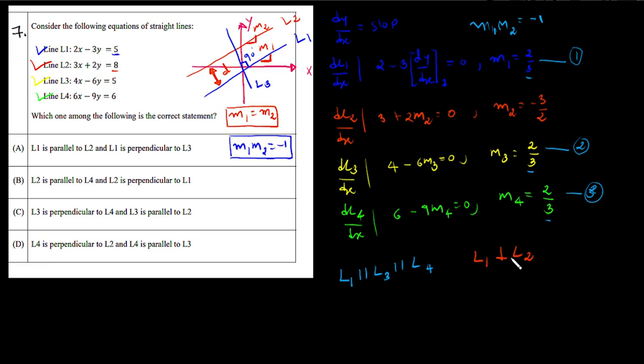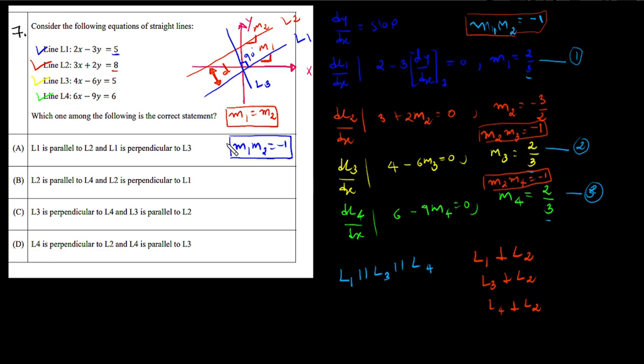So now if L1 is perpendicular to L2, then all the lines which are parallel to L1 are also going to be perpendicular to this L3. So I can say L3 is also perpendicular to L2. In the same way, L4 is also perpendicular to L2. You can also check this condition by multiplying the slope of the third line with the second line. So I can say m2 multiplied with m3 again gives me negative one. In the same way, m2 multiplied with m4 again gives me negative one. So I can say those lines are also perpendicular to each other.